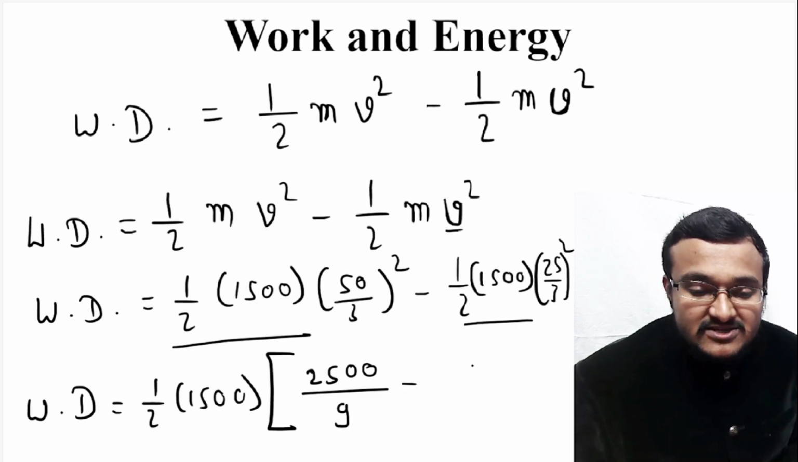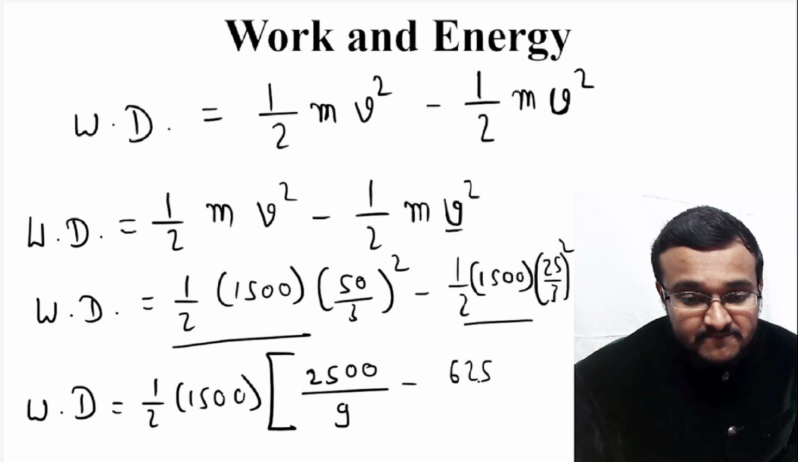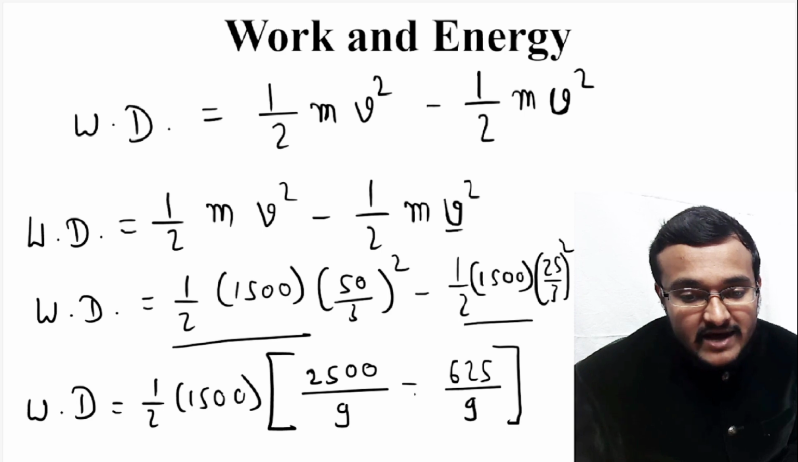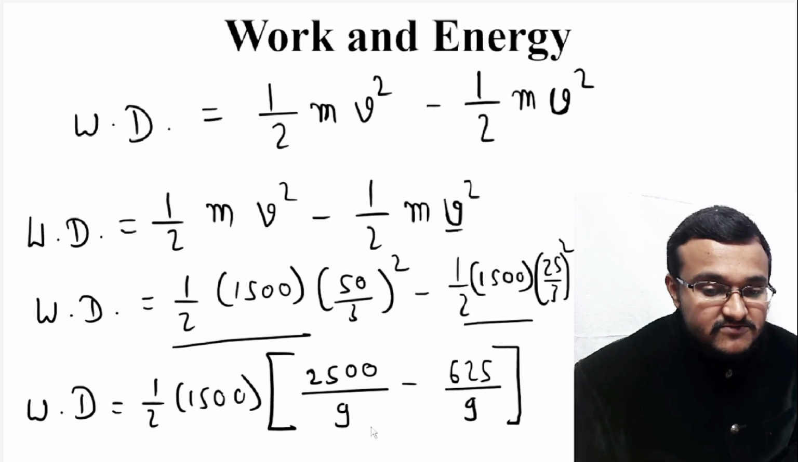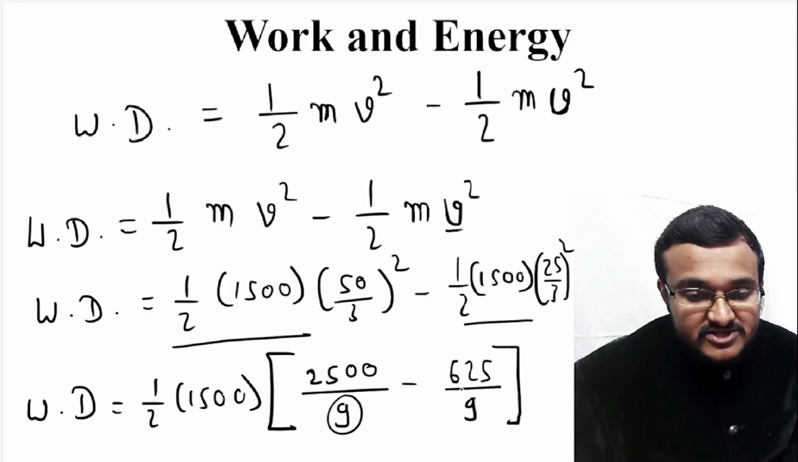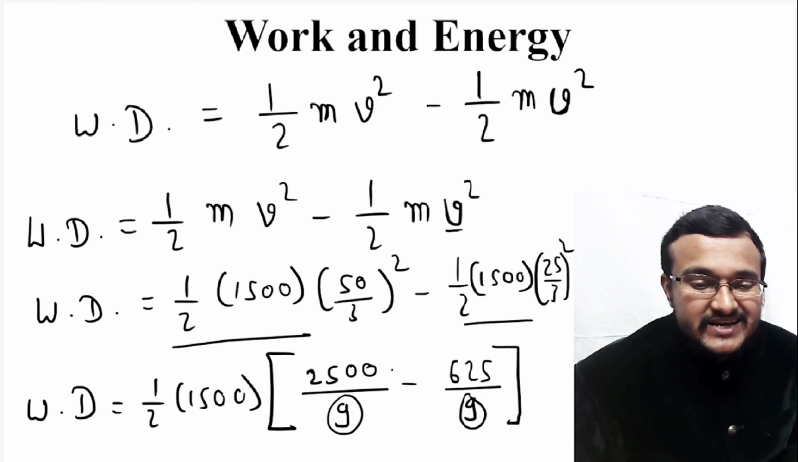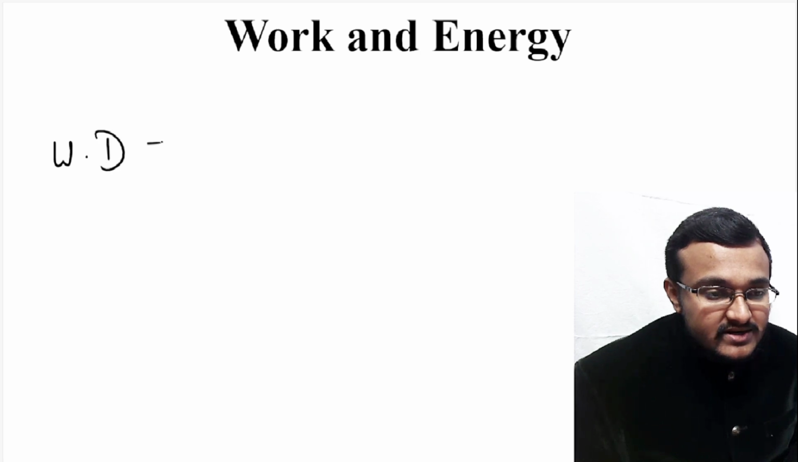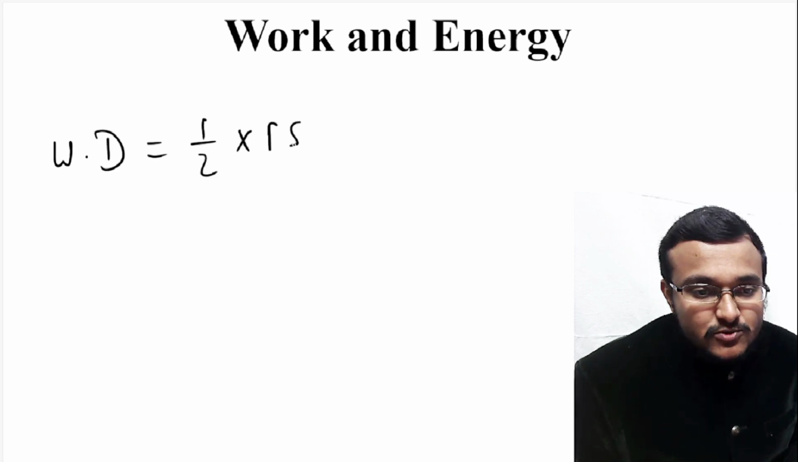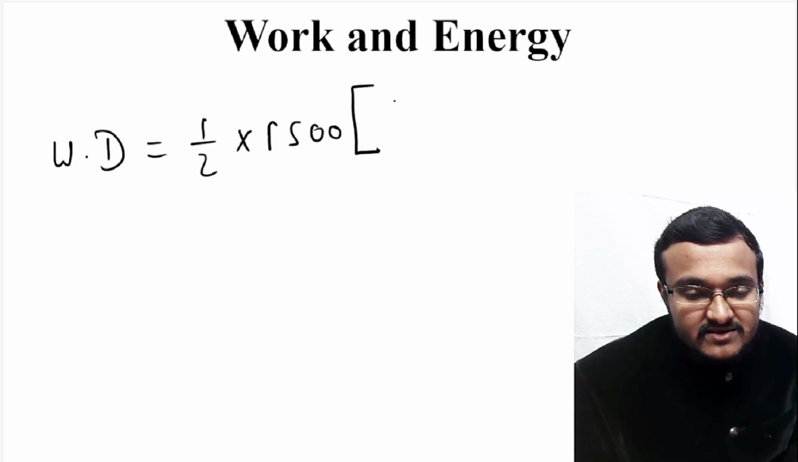Similarly, 25 by 3 is there. So 25 into 25 is 625 divided by 3 into 3 is 9. So now you have 2500 by 9 minus 625 by 9 in the big bracket. So first you can solve that. So in this particular equation you can see denominators are the same, so no need to take LCM, directly you can subtract the numerators. So work done is equal to 1 by 2 into 1500. So inside bracket there is 2500 minus 625 divided by 9.